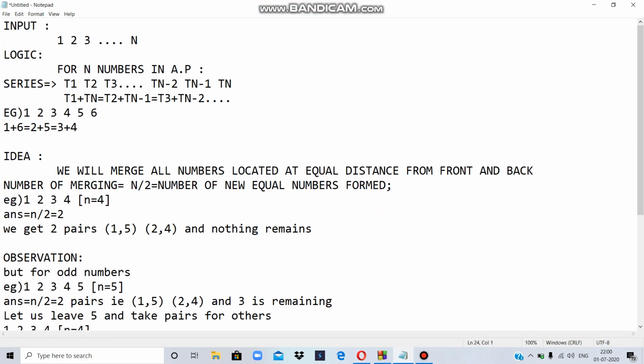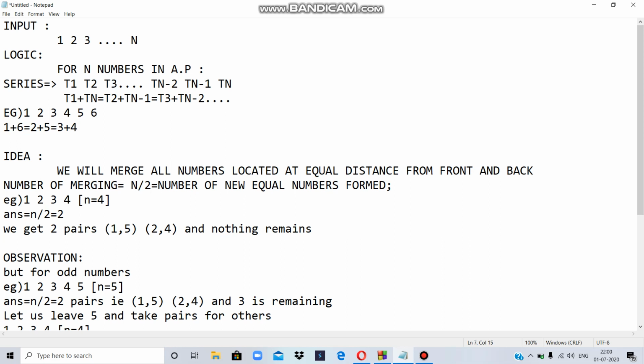The input is in the form of n consecutive numbers starting from 1 going to n. Our logic for this question is that, as we can see, these n numbers are in AP. Suppose the numbers are t1, t2, t3 till tn. The sum of the first number and the last number will be equal to the sum of the second number and the second last number. Similarly, the third number and the third last number will also have the same sum.